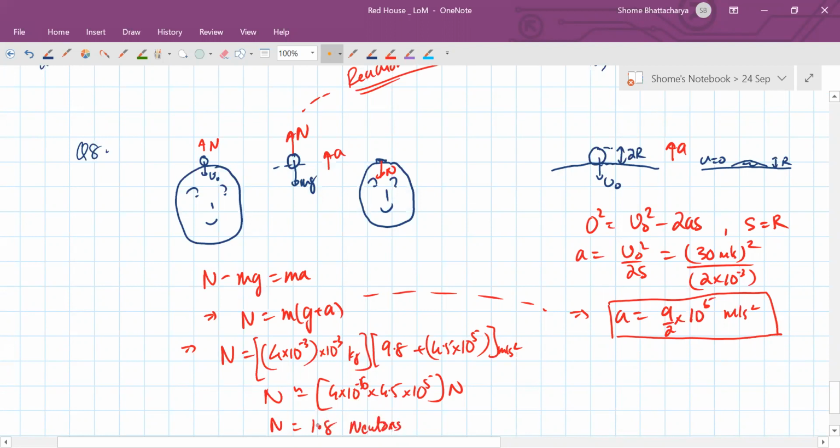You can imagine it's a considerably large amount of force for a droplet of just a few milligrams. That's why you feel it when the raindrop hits your head. It's not of negligible effect on your body. So 1.8 newtons is the answer.